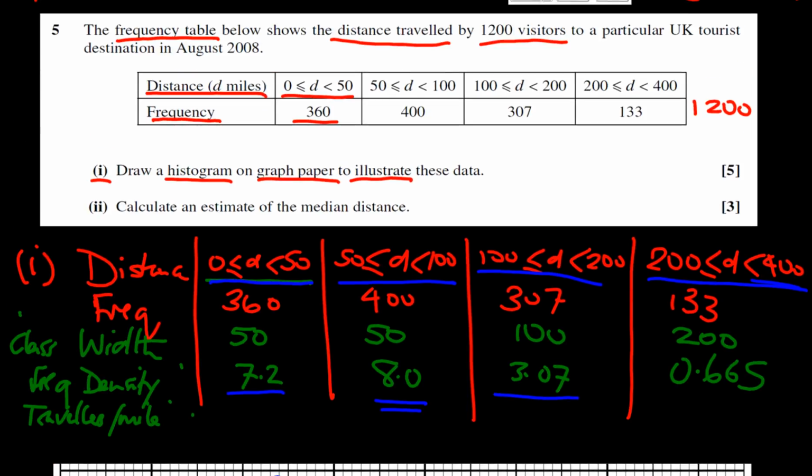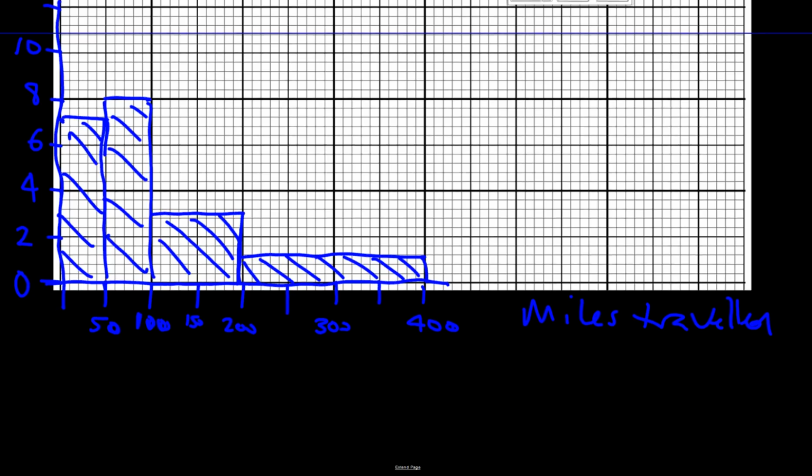Now let's have a look at part 2. Calculate an estimate of the median distance. Of course, we're dealing in miles here, aren't we? So we're looking for the median distance, the median distance that people have travelled. Okay, well, we've got all the source data here. Estimate the median distance, isn't it?